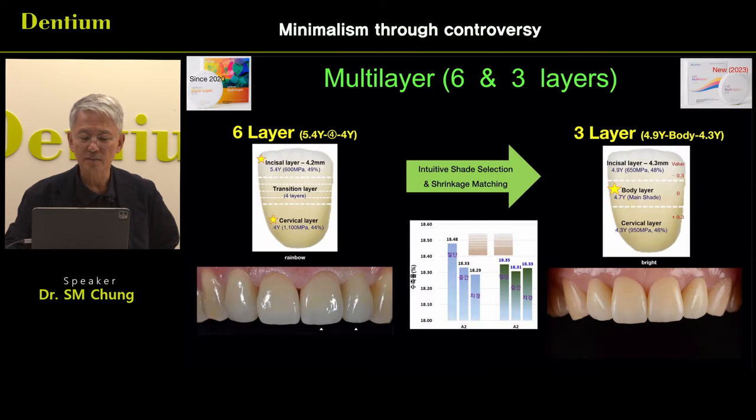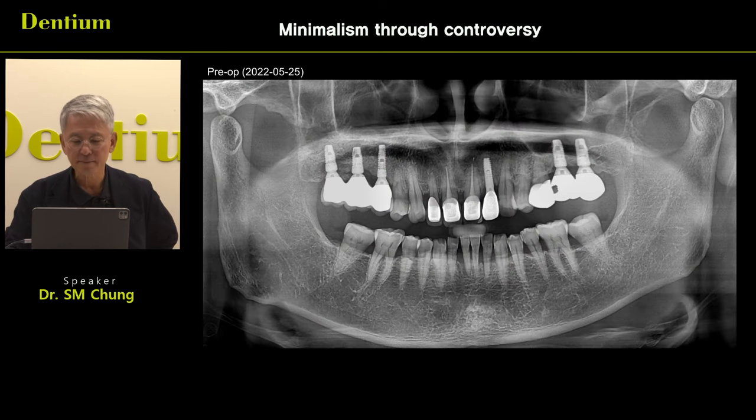So next about the simple zirconia. Before, we had 6 layers, nowadays we are making 3 layer zirconia blocks, with not only translucency but also value differences. So in these 2 cases, we made the final process without any coloring and staining. We have done only glazing.